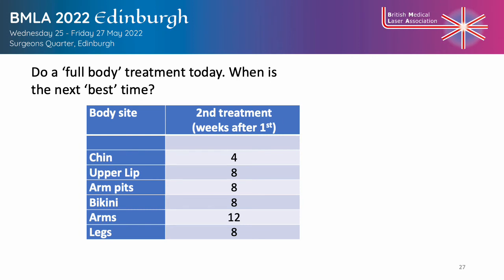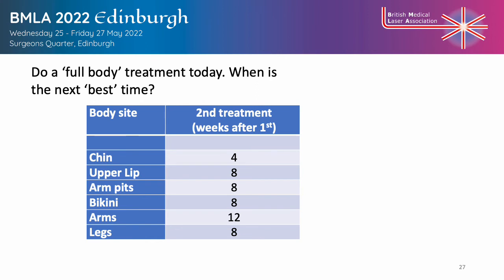So if we were to do a full body treatment today, just as an example, so a patient or a client comes in and says, I want all these areas treated today. And then they say, when is the next best time to come in for the follow-up treatment? Well, by using this model, you can see that on the chin, they should wait 4 weeks. On the upper lip and their underarms, it would be 8 weeks, along with the bikini and the legs. But the arms would require 12 weeks, just because of the growth cycles and the way they operate. So that's not too convenient, but it gets worse.